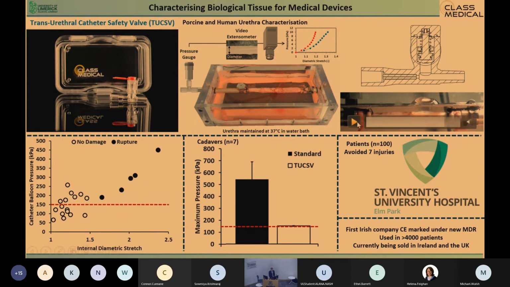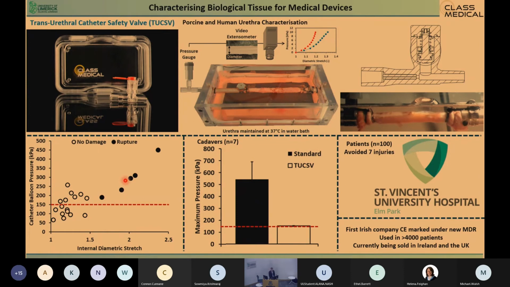And this is the type of injury that people were experiencing because of... sorry, I'm just looking for my pointer again here. Here we go. And this is the type of injury that we were hoping to avoid.